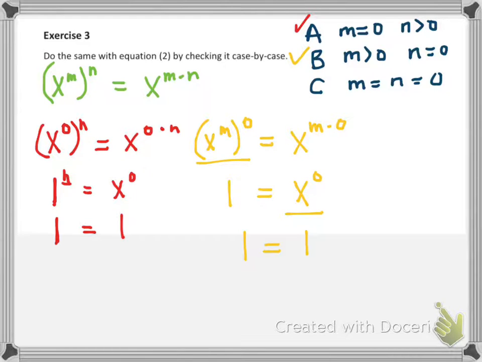And lastly, let's try this one more. This is when both are 0, so we would have x to the 0 raised to the 0 power is equal to, that should be equal to x to the 0 times 0. And let's see, anything raised to the 0 power is a 1, and anything raised to the 0 power is a 1. So again, we get 1 equals 1, and yes. So so far, everything's checking out. Anything raised to the 0 power is a 1.